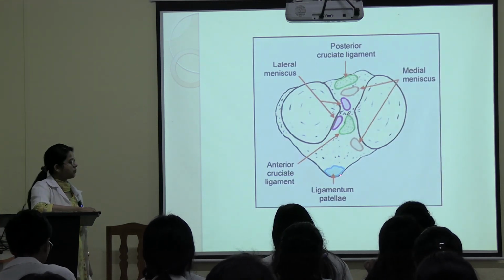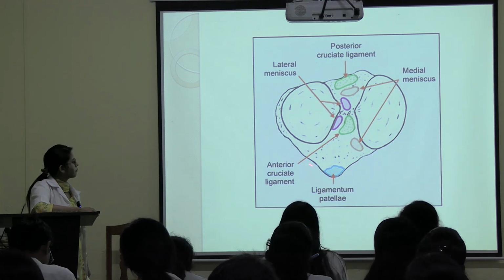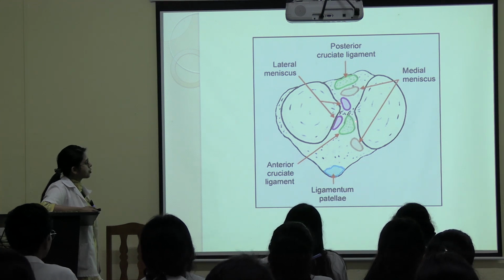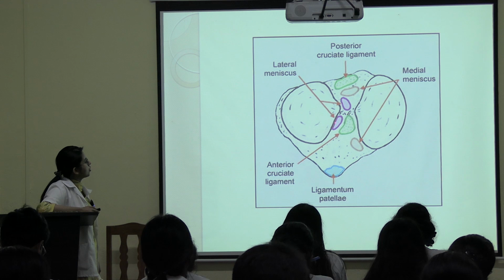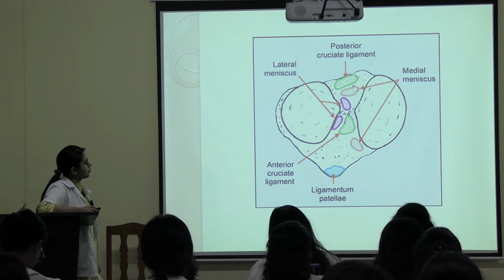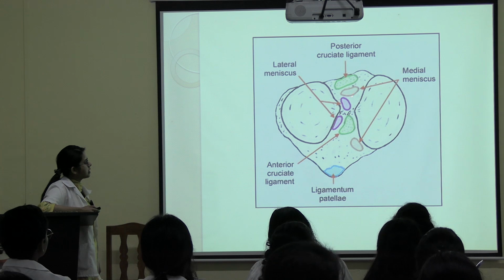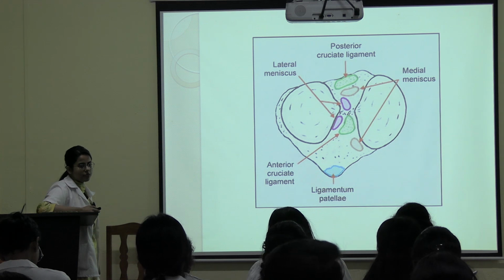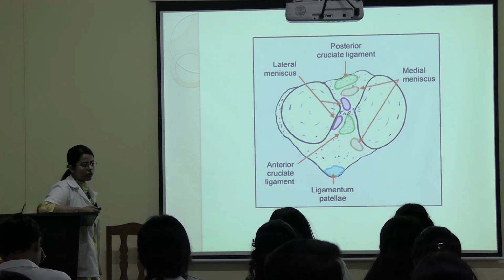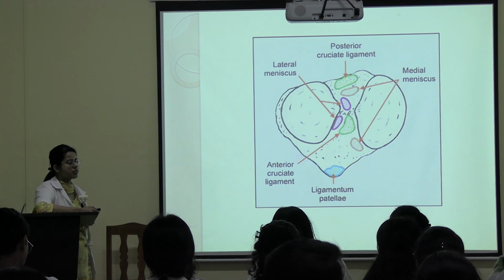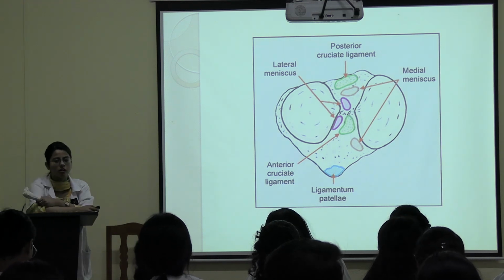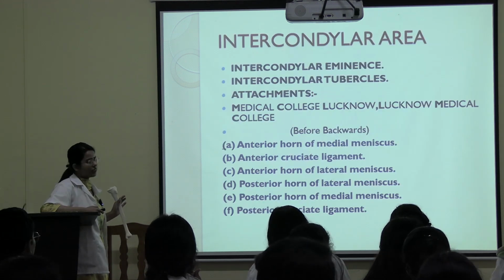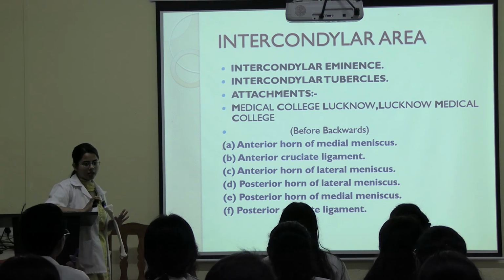See the arrangement. Here will be ligamentum patellae, as I said. Here is anterior horn of medial meniscus, anterior cruciate ligament, anterior horn of lateral meniscus, posterior horn of lateral meniscus, posterior horn of medial meniscus, and posterior cruciate ligament. This will be asked in your viva. Okay, it's very important, this intercondylar part. They'll ask the structures present in this intercondylar part, and you have to tell in sequence. You cannot tell randomly. It should be in this sequence. Clear? Again, you will be able to remember now by the mnemonic.